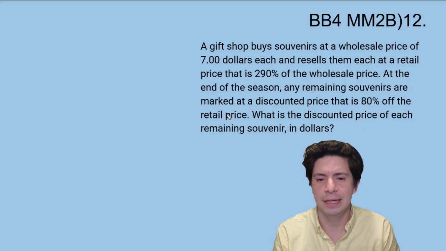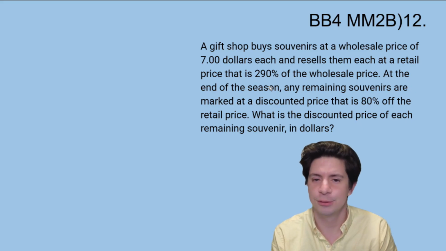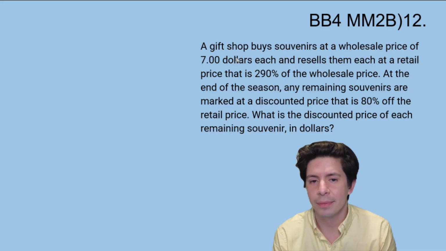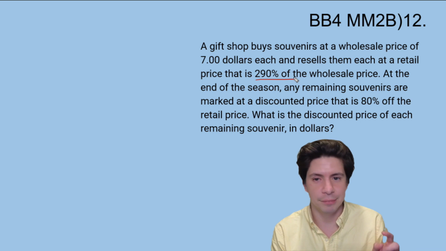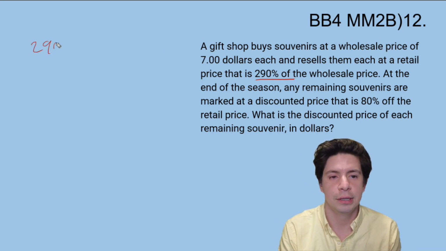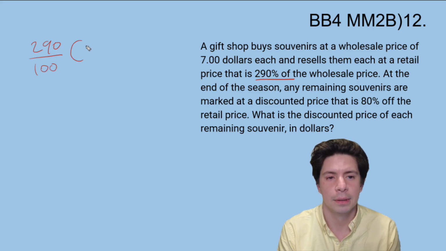So they say the word each and price so many times, right? It almost feels confusing, but it's not too bad. So we're starting with $7, and we resell it at 290% of, right? Not more than, but of. So we're going to do 290/100 times 7.